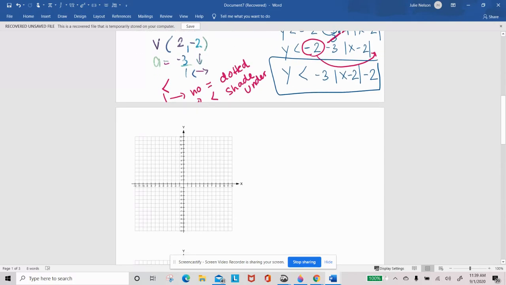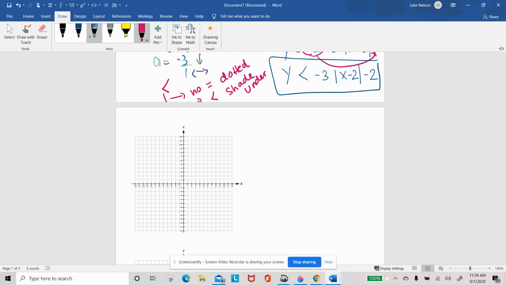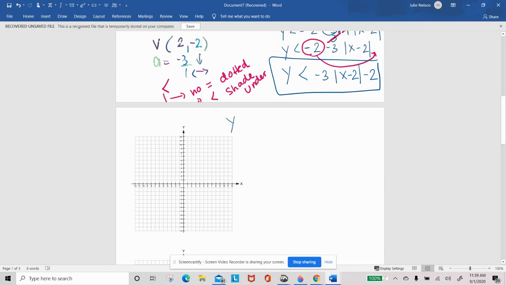So just to go over a couple more, just to make sure you got it, okay? I'll try to go a little bit faster. So y is greater than or equal to -3/5 times the absolute value of 6 minus 10x.